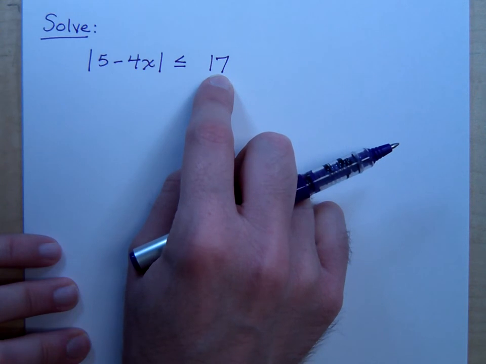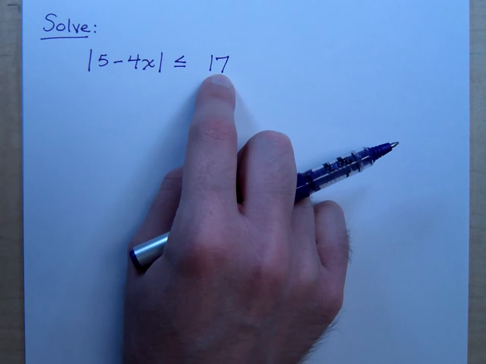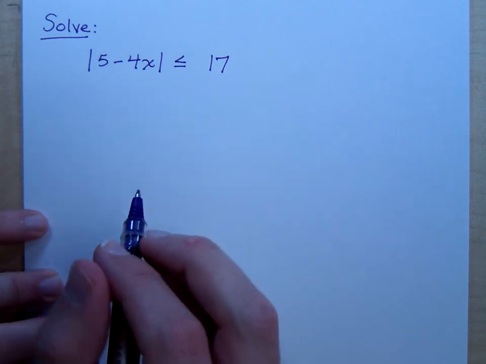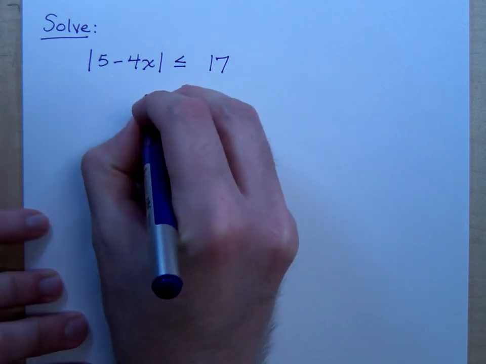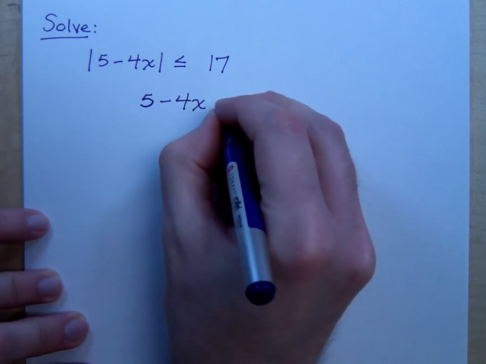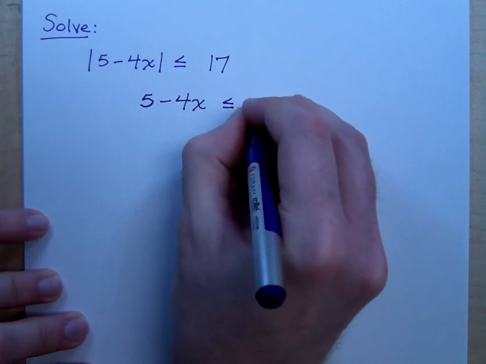So is that restraining order or mother hen? Mother hen, you want your distance to be less. I don't want you guys to get away from me. Stay next to me, right? So what that tells me is that if I look on the last page of notes that I had, that means that the stuff inside the absolute value has to be less than or equal to 17.